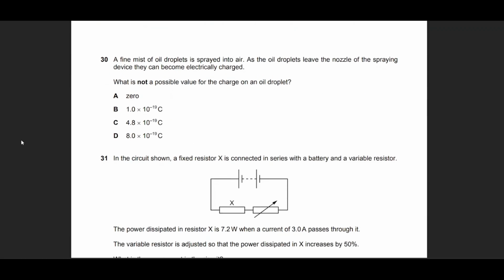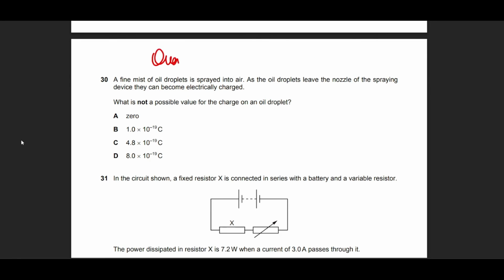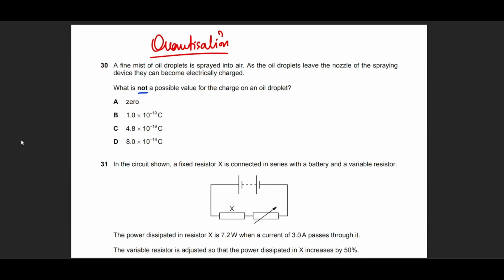Okay. Question number 30. As explained earlier, this is a concept of quantization, and you will see this word explicitly written in your electricity syllabus. He says which one is not possible. You see, an object is charged. What is not possible? Can it have a zero charge? Yes, it can have a zero charge, or it can have no charge at all. It's possible.